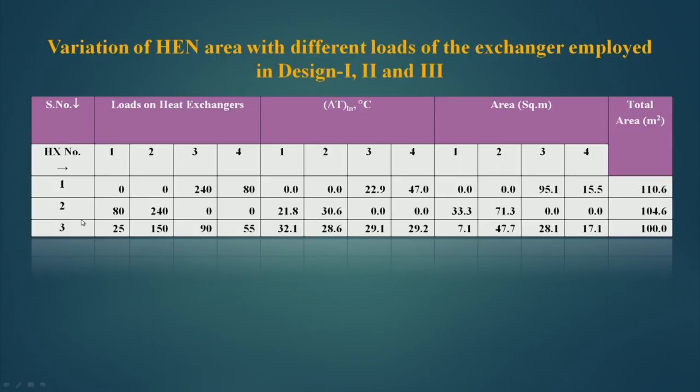Let us go to design case 2. It has got heat exchanger 1 and heat exchanger 2. This is using 80 kilowatt capacity. This capacity is 240 kilowatt. It does not have heat exchanger number 3 and heat exchanger number 4. But here if you see, this 80 kilowatt heat exchanger is using about 21.8 delta T ln and this has got 30.6 delta T ln.